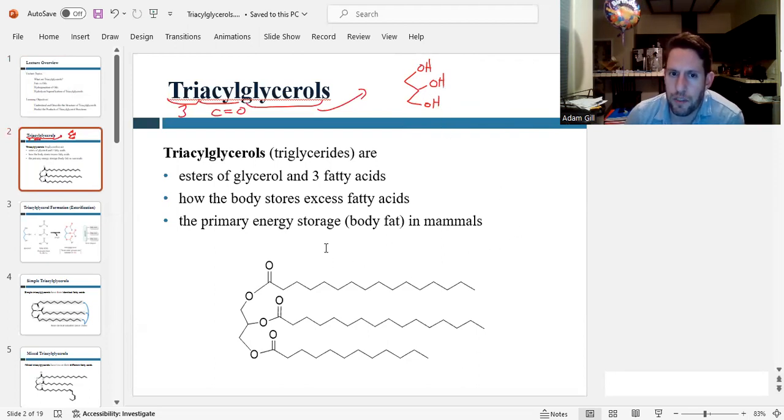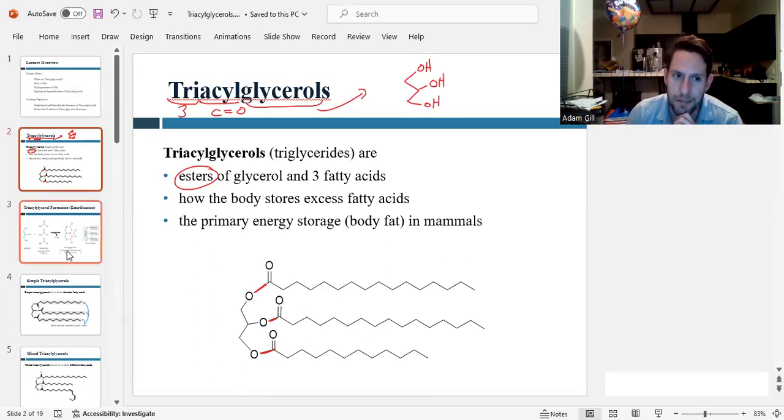And so a triacylglycerol has 3 fatty acids connected to a glycerol as esters. And so the esters are those bonds right there, and that's what connects the fatty acids to the glycerol. And we care about these molecules because this is the primary way that animals, including humans, store energy in the body. So your fat cells are full of these molecules right here. This is the fat. It's a triacylglycerol.